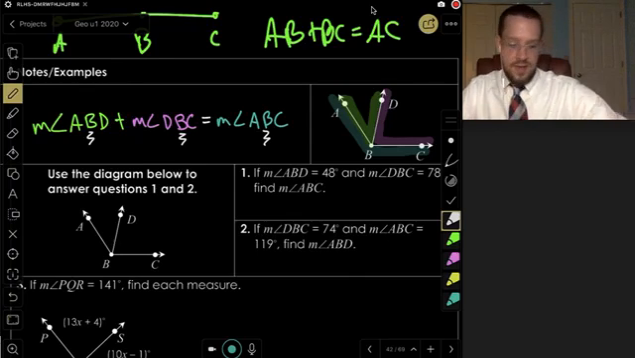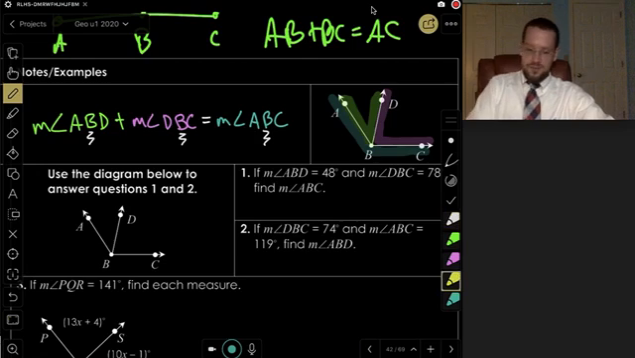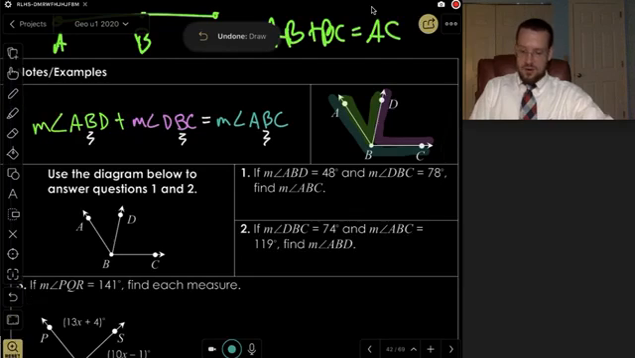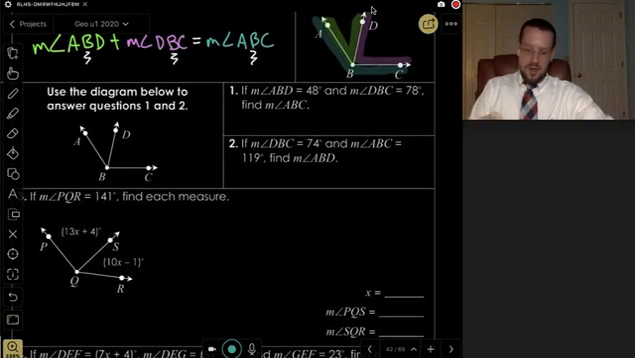Another thing to note is that this is the measure. That's the measure of the angle. The angle would just be ABD. So two different things. When we're talking about measures, we're talking about numbers, addition, and algebra. Angles are just figures otherwise, and they are just things, so they have different properties.